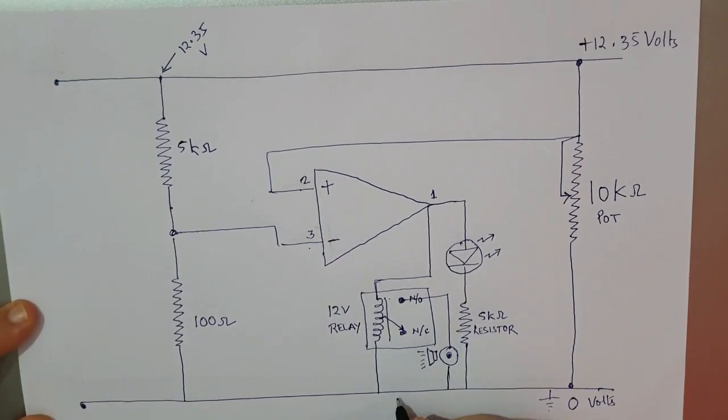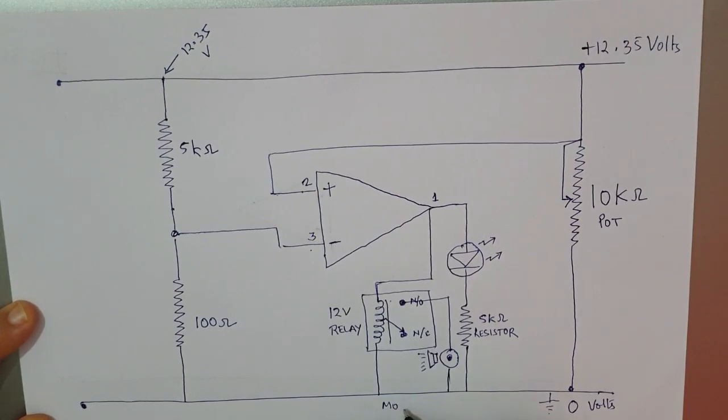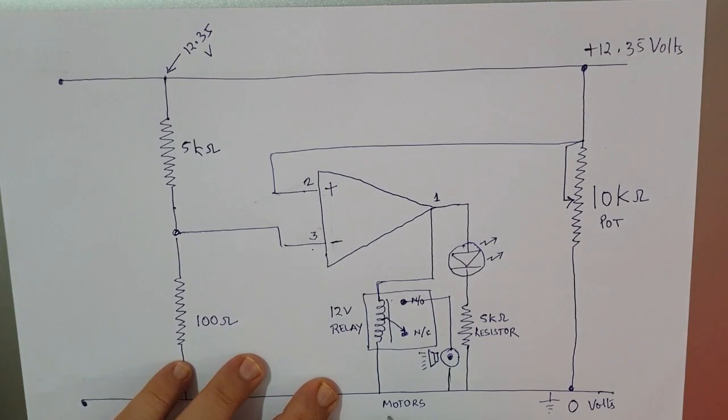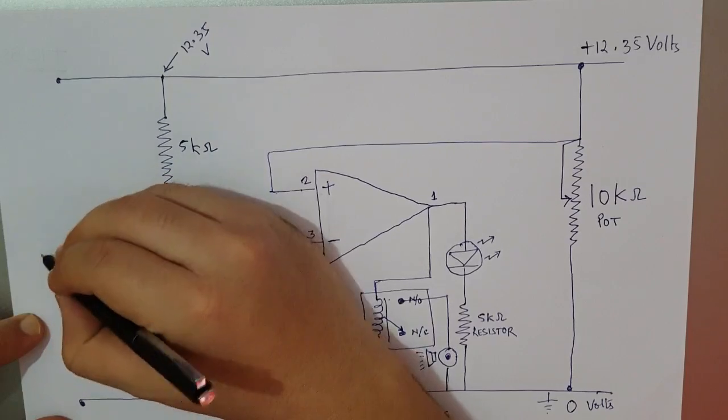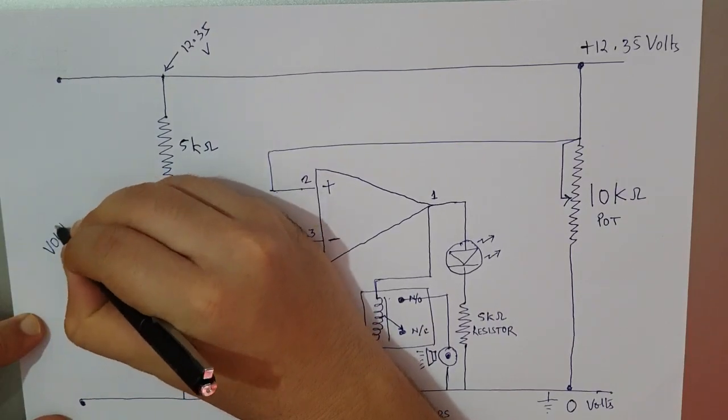Such a relay opening and closing circuits are usually used in motors, starters, stabilizers. All these components use such a functionality where we have an op-amp and relay connected in parallel, so that whenever there is a signal coming out from the op-amp, as per the decision made, the motors can be switched off or on. Now let's start with the mathematical calculation for this circuit.